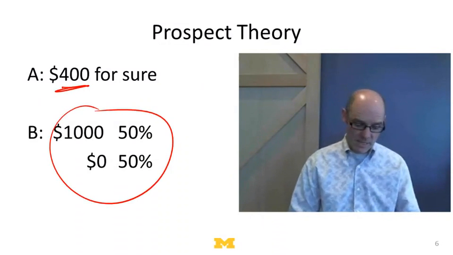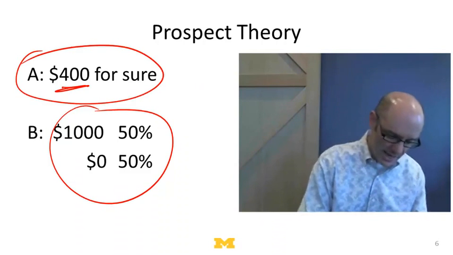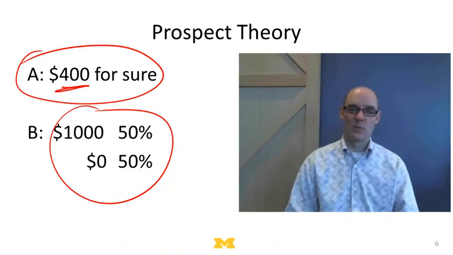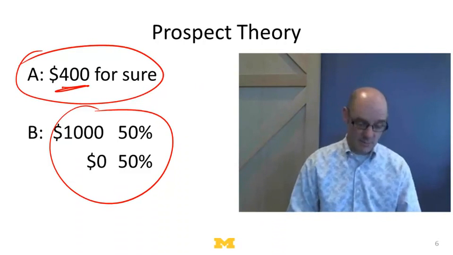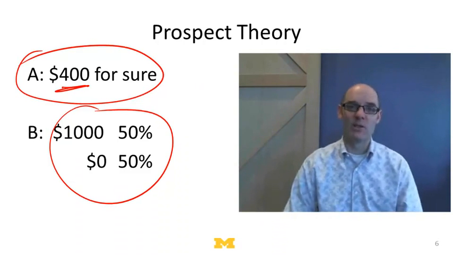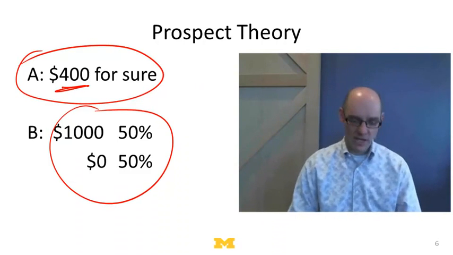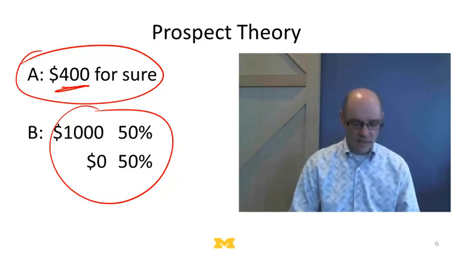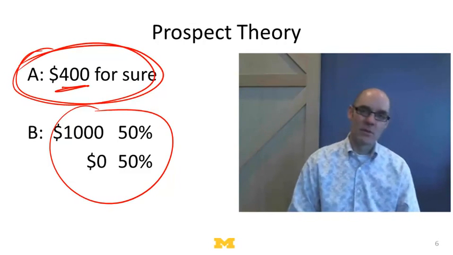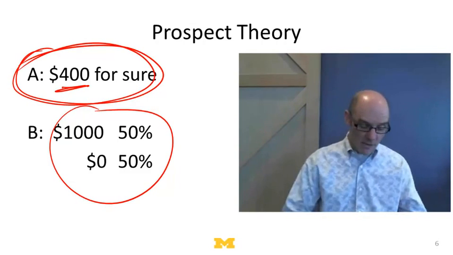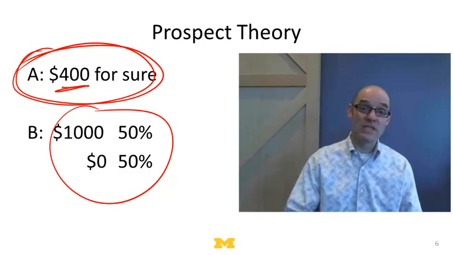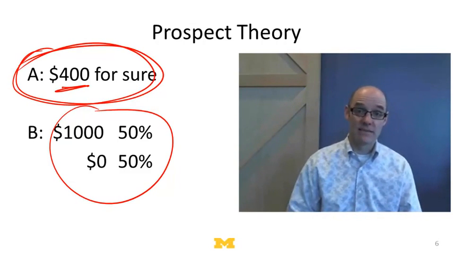If you give this to people, a lot of people choose A. A lot of people say, look, I'll take the $400. Now suppose I ramp this up. Suppose I said $400 million for sure, or a 50-50 chance at $1 billion or nothing. Then almost everyone would choose A, right? So as amounts get larger, people tend to be what we call risk averse in gains.